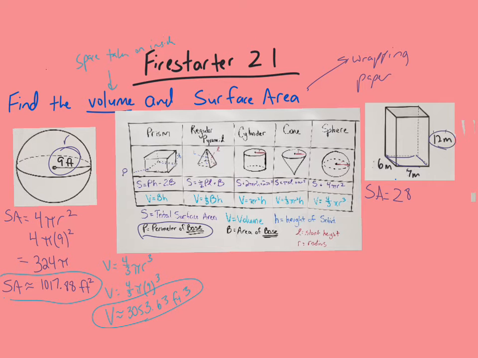The height is 12, plus 2 times the area of the base. So 2 times the area of the base is 84. So I'm going to put that in my calculator. 28 times 12 plus 84. I end up with 420. So my surface area is 420. Now it's meters. Remember, surface area is coverage, so it's square meters.